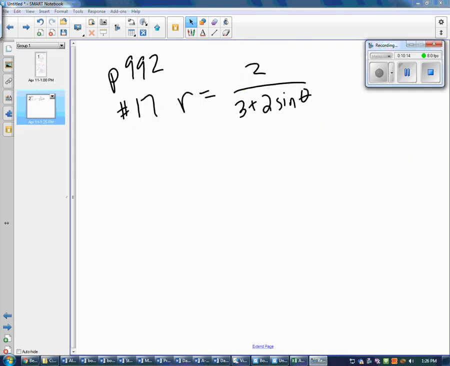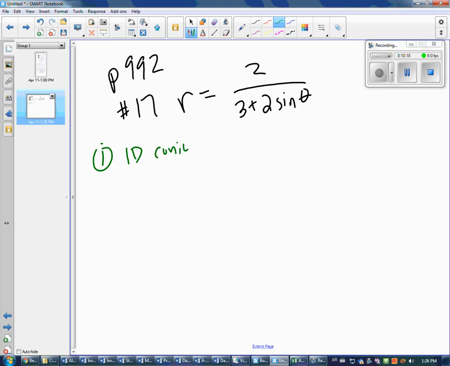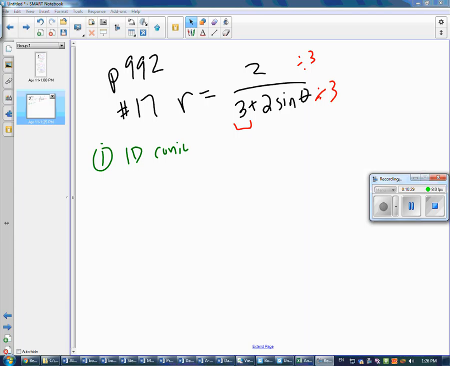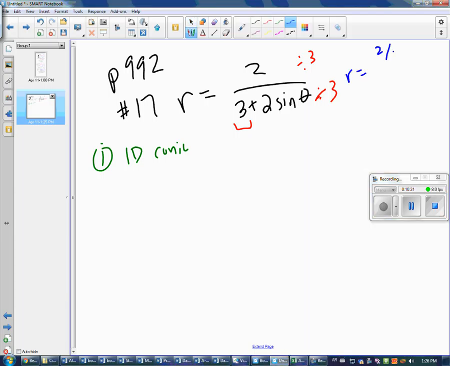Okay, so remember, first you want to start by identifying the conic. In order to identify the conic, the denominator has to begin with 1. So we're going to divide everything through by 3 to force that denominator to start with a 1. So we get that r equals, we'll put 2/3 there. Okay, so we see that e is 2/3. That's less than 1, so we're dealing with an ellipse. And we're dealing with a vertical ellipse.